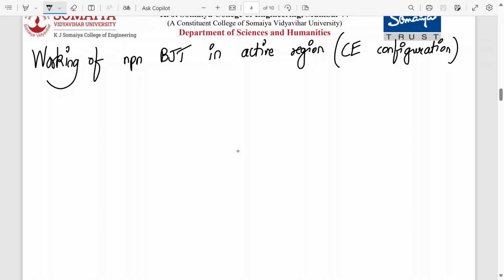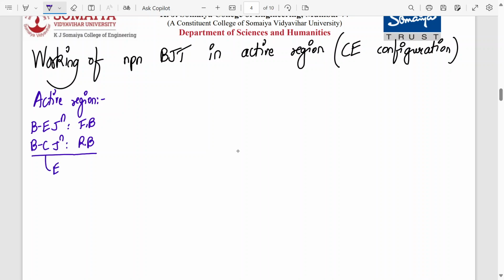For simplicity, I will be explaining. What do you mean by active region, by the way? Can someone tell me? Active region means the base emitter junction should be forward bias and the base collector junction should be reverse bias. And in the base collector junction, the electric field is very powerful. That is what we need to remember.